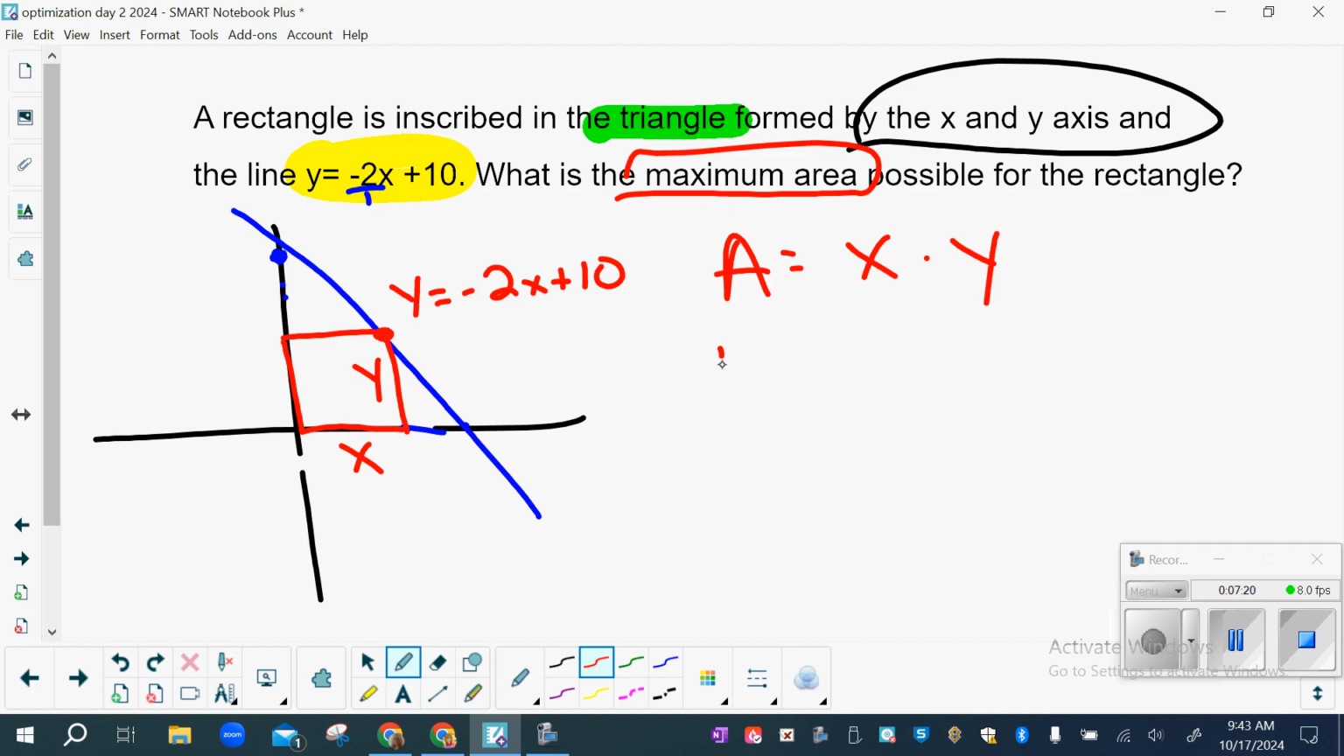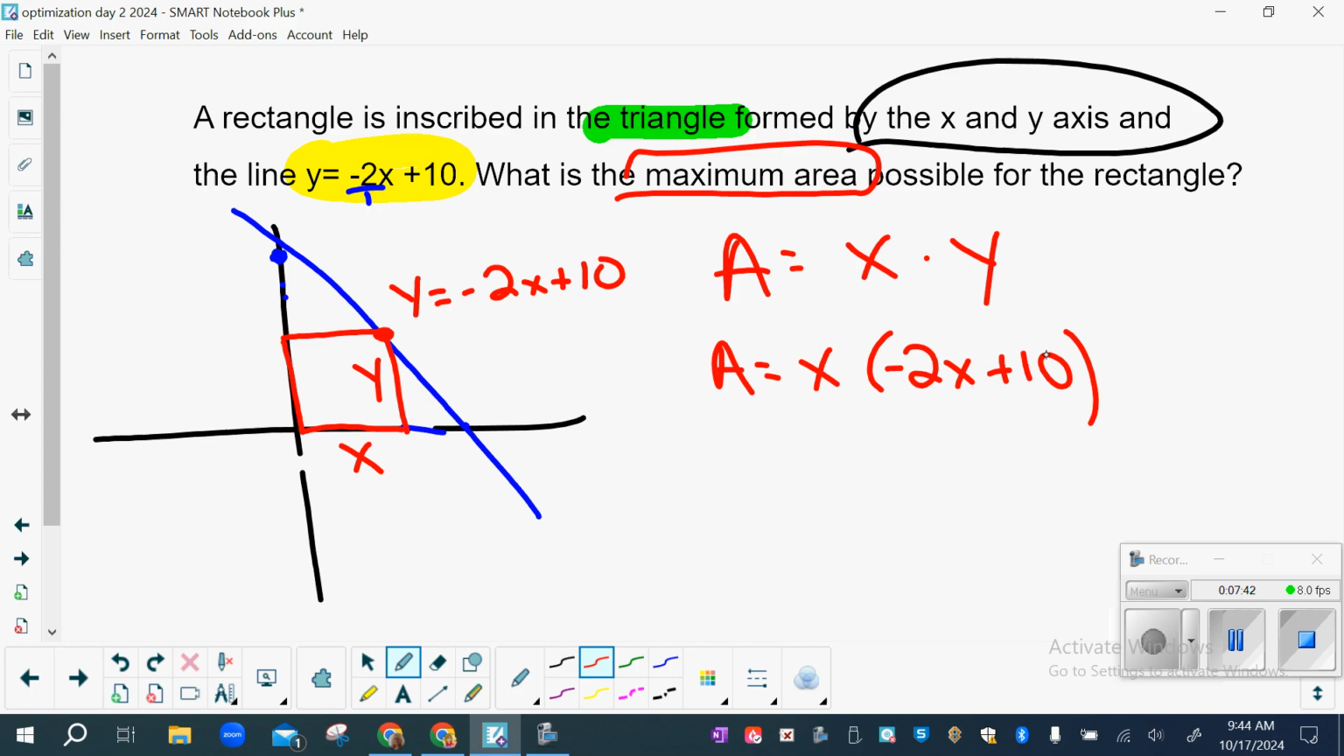Guess what? I'm done. Desmos is going to do the rest for me. You see what I'm saying? I got it down to 2 variables. They gave me what y is. I already know what it is. I'm just going to shove it in there. Is that cool? Okay. Let's pull up Desmos.